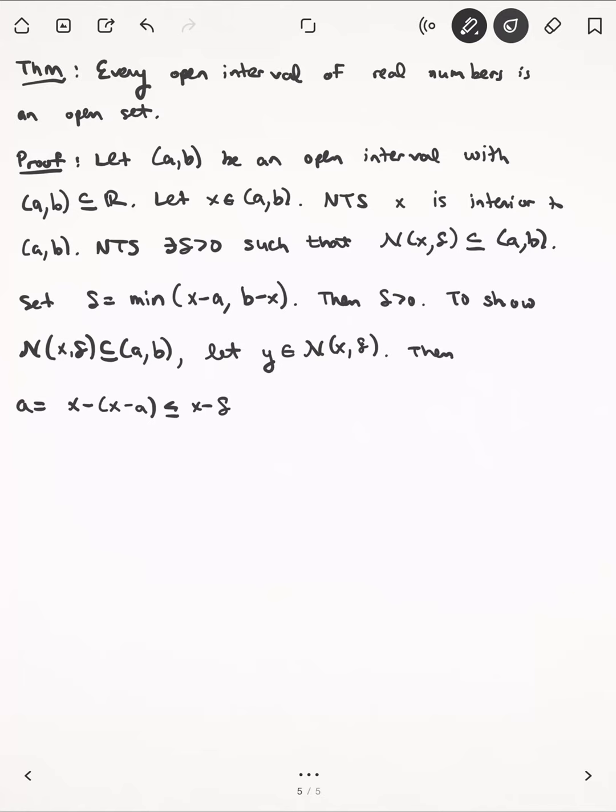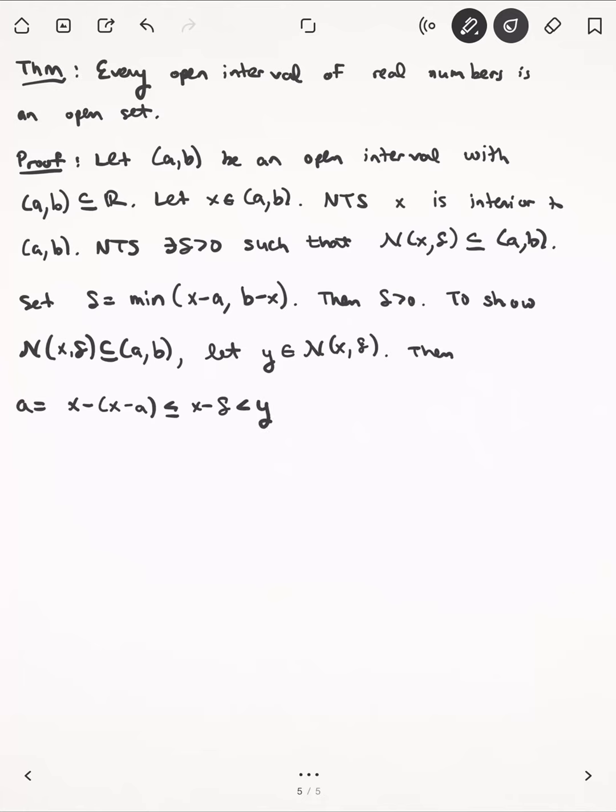But if x minus a is bigger than b minus x, then this quantity on the left here is going to be smaller than whatever you subtract, right? So a is equal to x minus (x minus a), and x minus a could very well be delta if it's the smaller of x minus a and b minus x. But if b minus x is smaller, that means you've taken away a bigger quantity than delta. And so this inequality holds, a is less than x minus delta, which is going to be less than y.